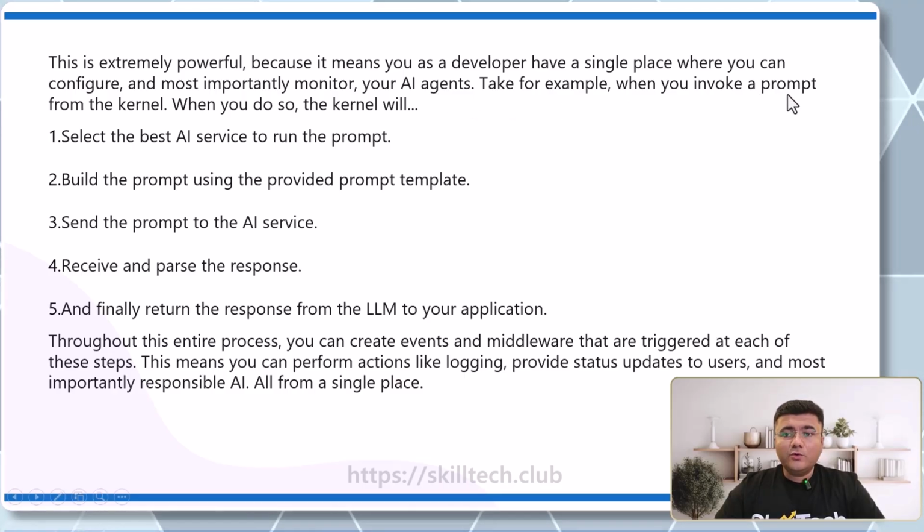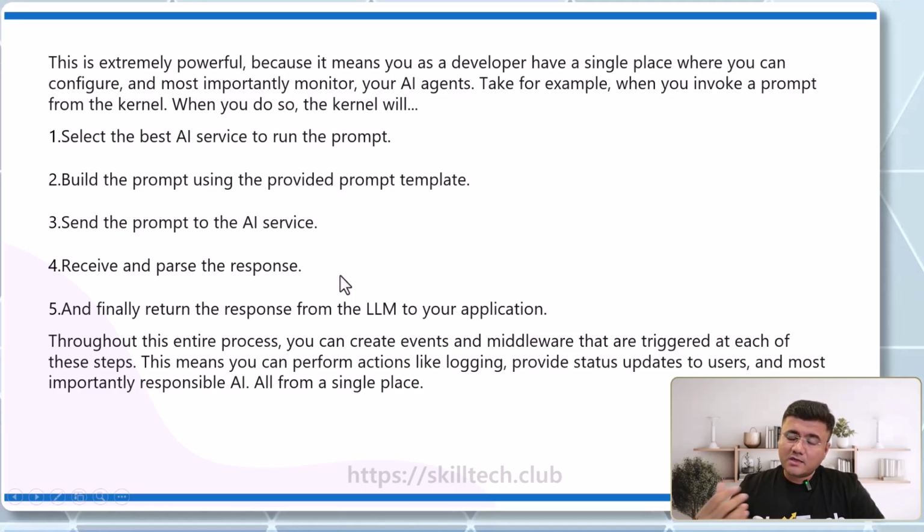For example, when you invoke a prompt from the kernel, the kernel will select the best AI service to run the prompt. As I said in the first step earlier, it's going to build the prompt using the provided prompt template. It's going to send the prompt to the AI service, and it's going to receive and parse the response coming from the AI service. And finally, it's going to return the response from the LLM to your application, which is going to be visible to your end users.